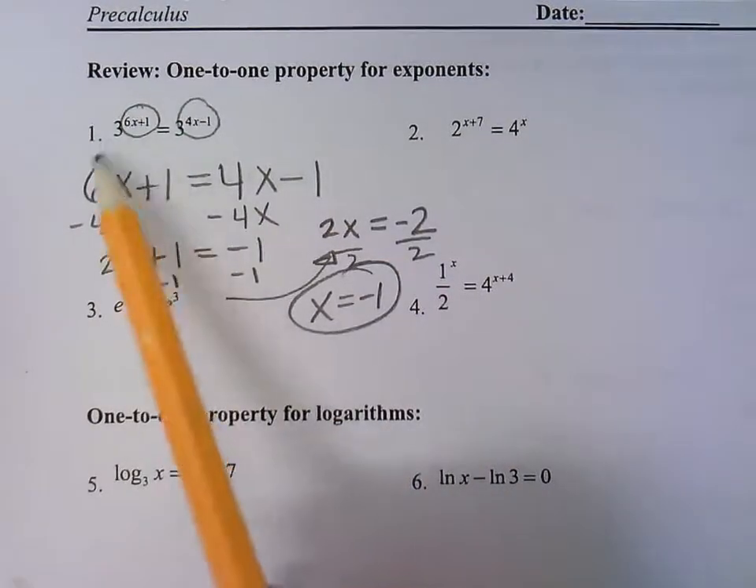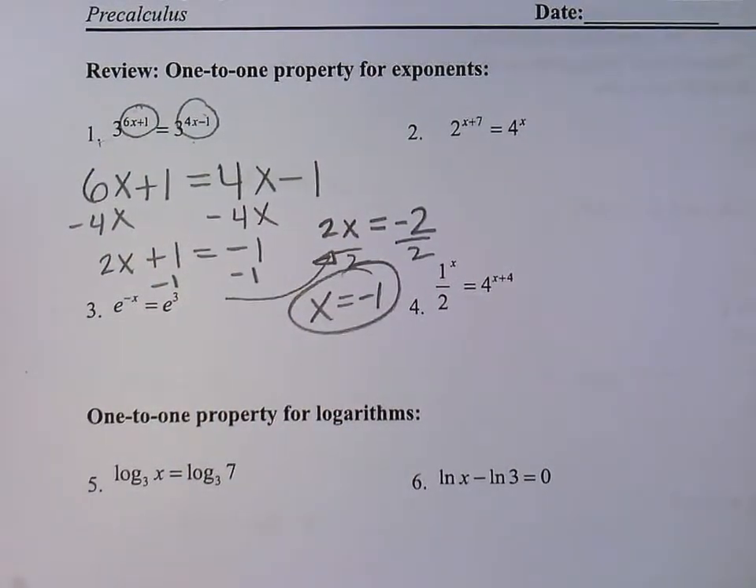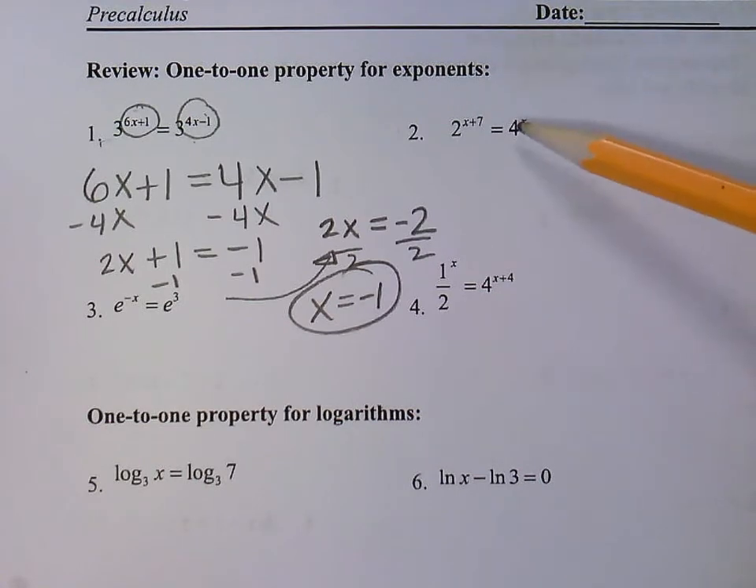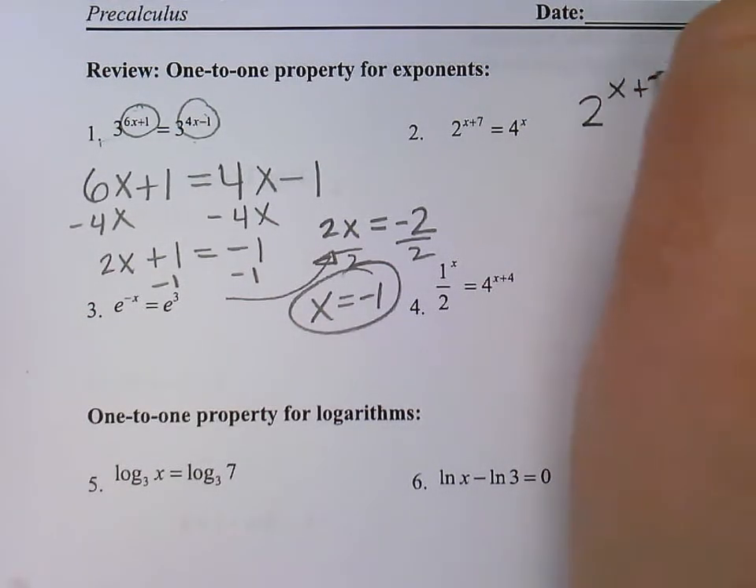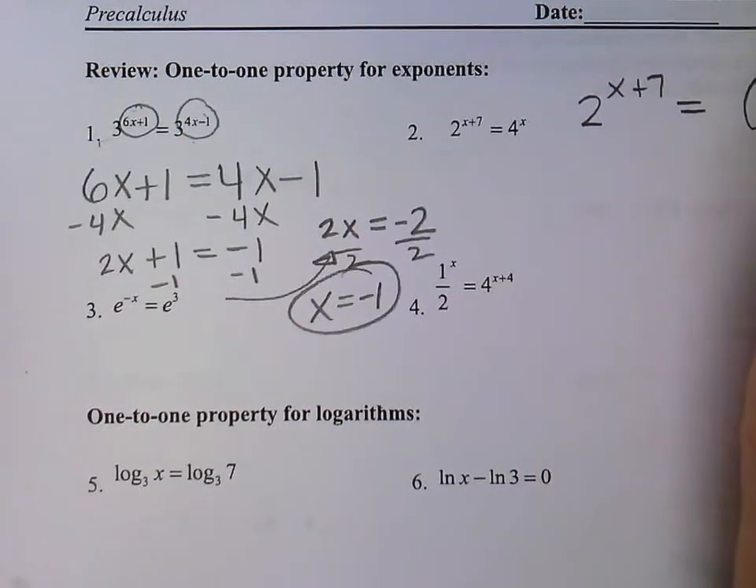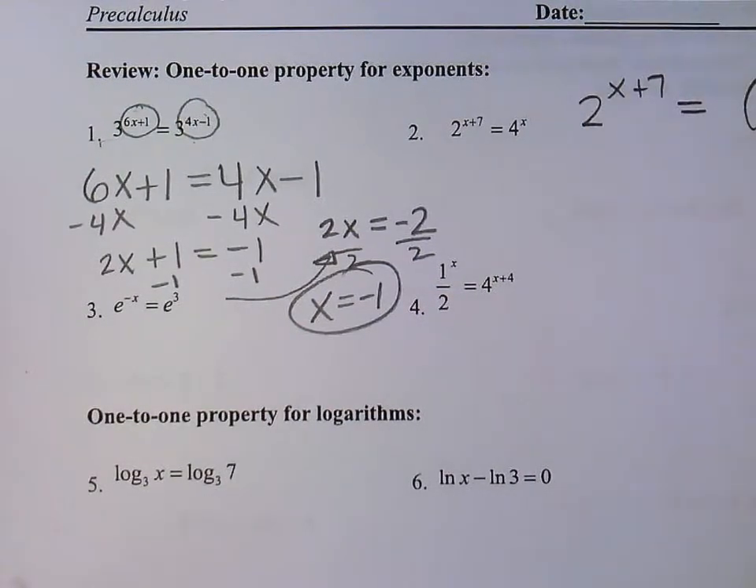So if the base is the same, you can set the exponents equal to each other. In number 2, are the bases the same? No. So I need to make them the same. 4 is really 2 to what power? 2 squared, right? So I can leave 2 to the x plus 7 by itself, and then this is 2 squared raised to the x power.